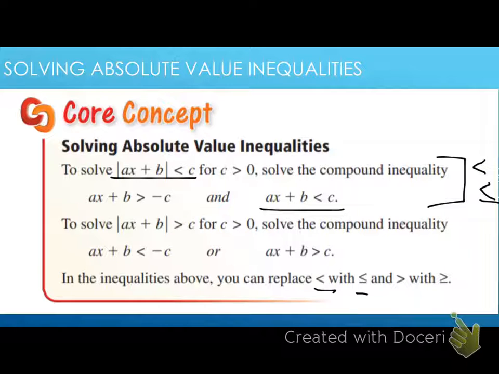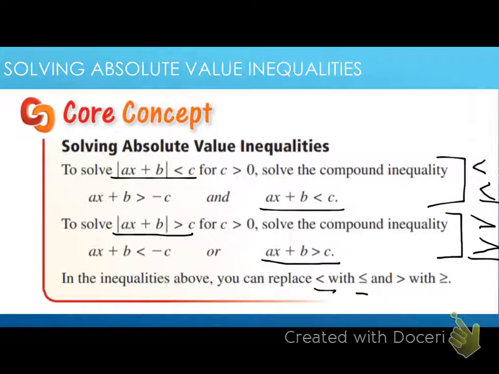Okay. The second part is for absolute value inequalities that are greater than or equal to. So to solve the absolute value of ax plus b is greater than c, or is greater than or equal to c, once again for c is greater than 0, solve the following compound inequality. Once again, one of my inequalities is the exact same as the original without the bars. And once again, for the second inequality, make the c value negative, flip the inequality symbol.